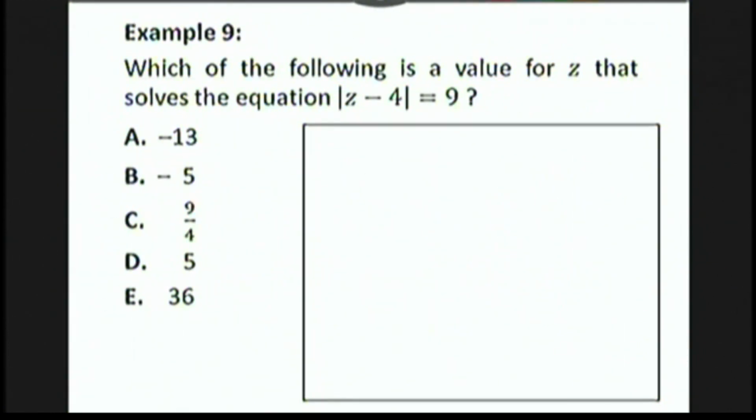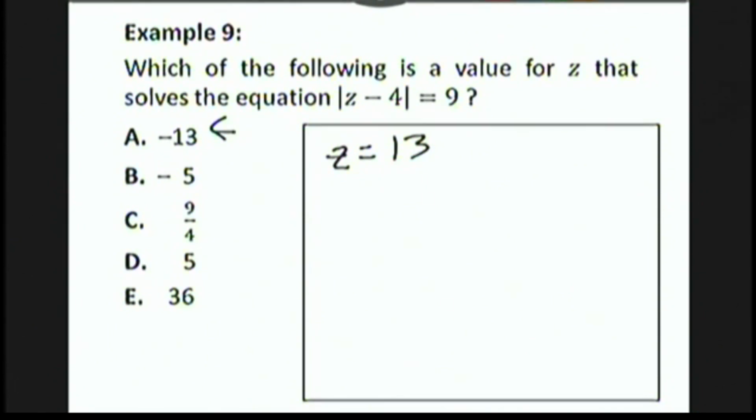Okay, let's look at an equation involving absolute value. Informally, we could start by saying, what minus 4 is equal to 9? Well, 13 minus 4 is equal to 9. So z equals 13 is a possible solution. But z equals 13 is not an answer choice. Don't be tricked and pick negative 13 as the answer.